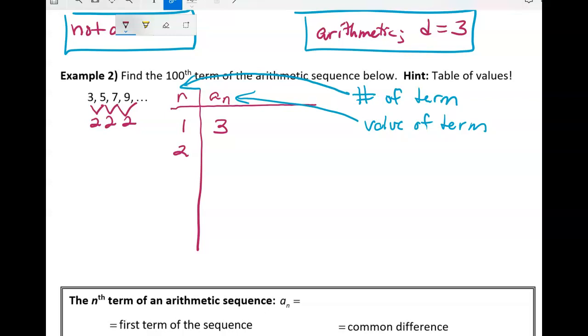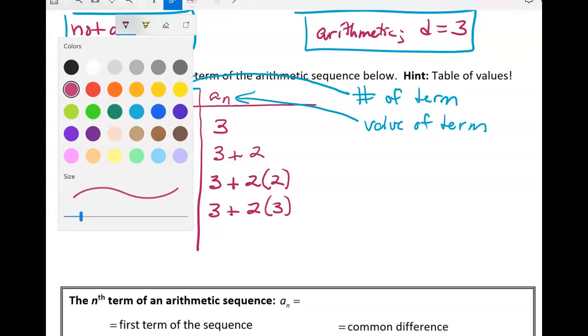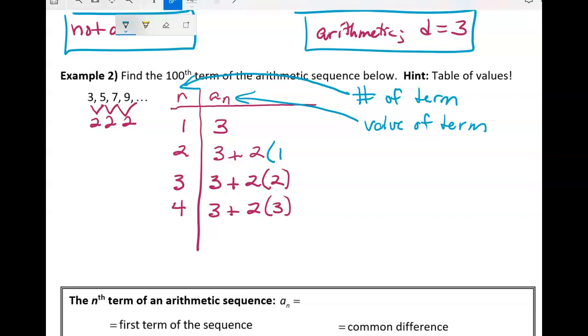What is the pattern? Now, as we said before, we're adding 2 to the previous term, so 3 plus 2 gives us the second term of 5. For the third term, we have 3 plus 2 plus 2, or 2 times 2. For the fourth term, 3 plus 2 plus 2 plus 2, or 2 times 3. Now let's go ahead and put in the values that are hidden. And we can see, whoops, that should be a 2 times 0 on the first row there.